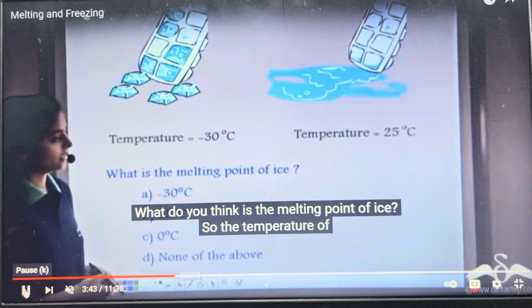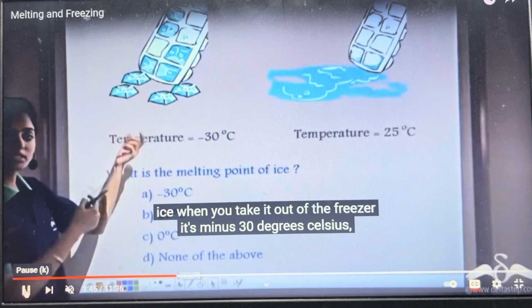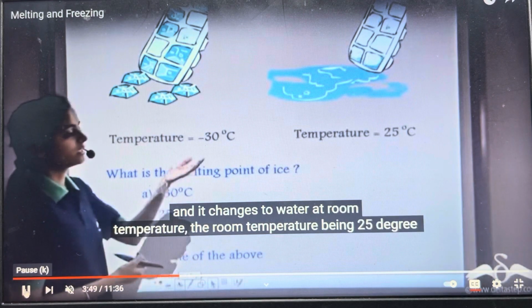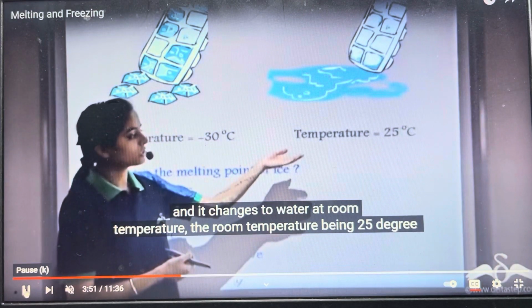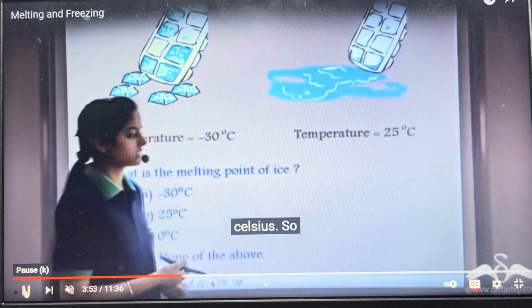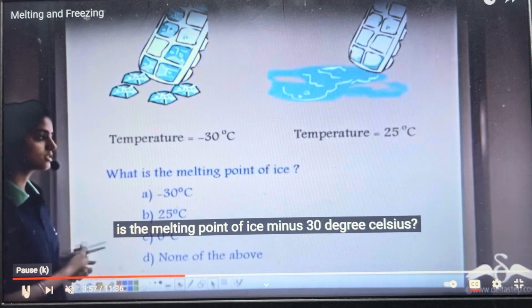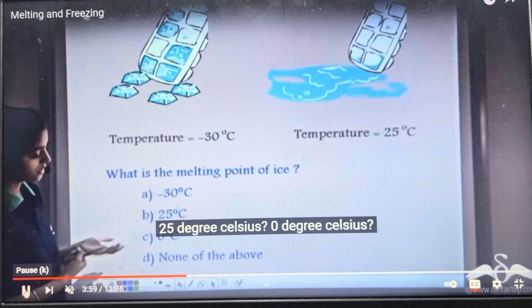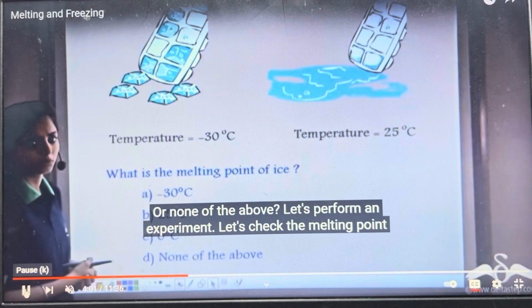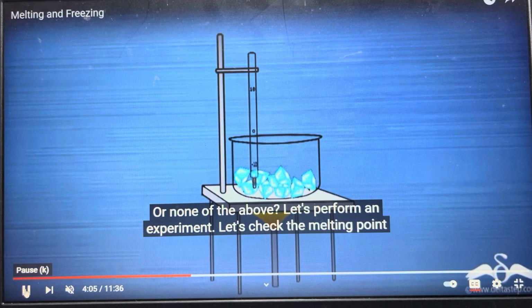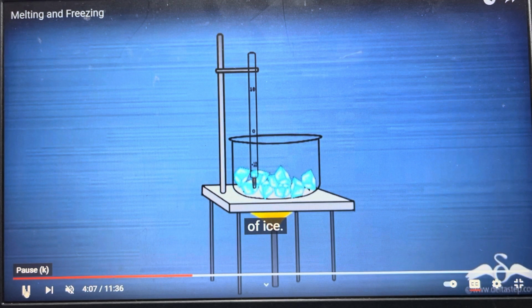What do you think is the melting point of ice? So the temperature of ice, when you take it out of the freezer, is minus 30, and it changes to water at room temperature. Is the melting point of ice minus 30 degrees Celsius, 25 degrees Celsius, or 0 degrees Celsius, or none of the above? Let's perform an experiment. Let's check the melting point of ice.